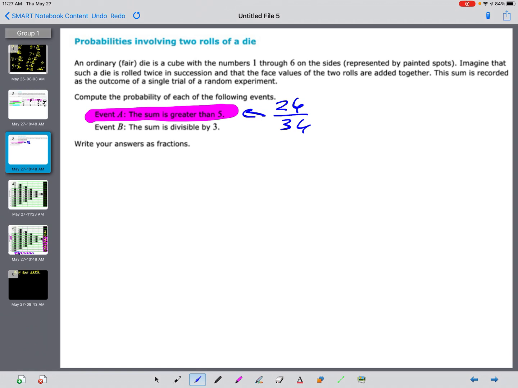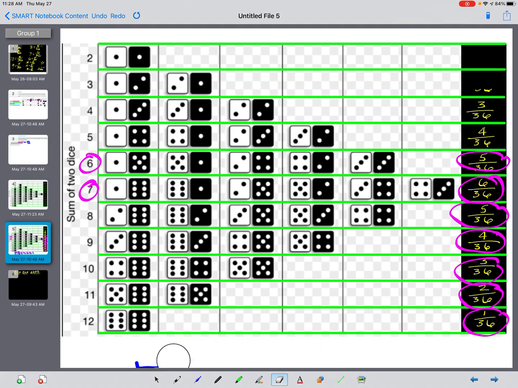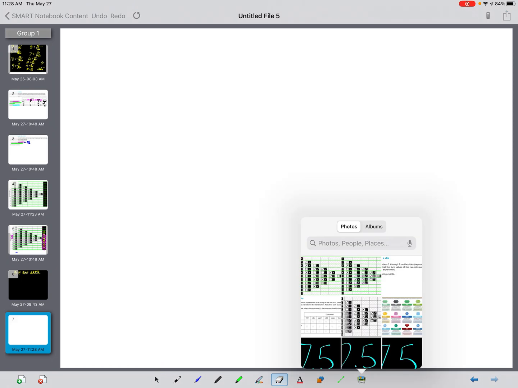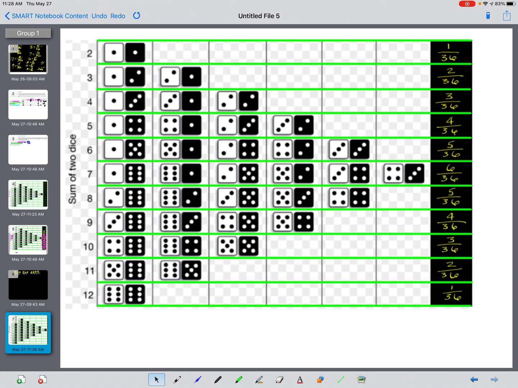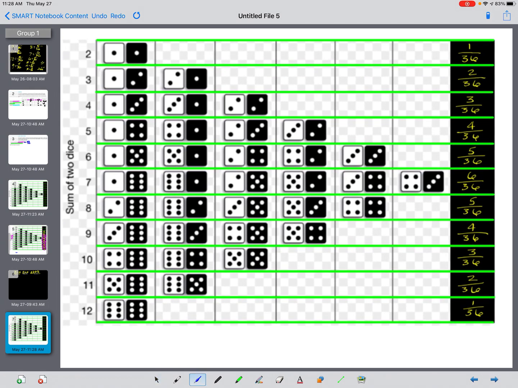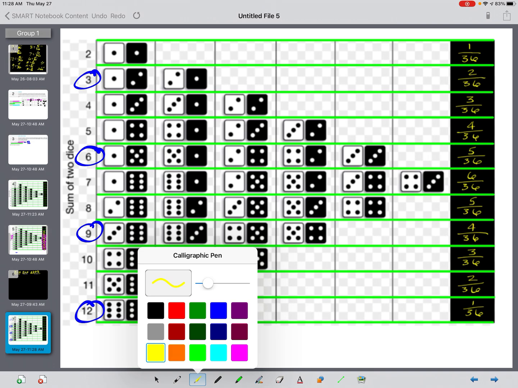Event B says, what are the odds that the sum is divisible by 3? So let's go look at all the sums that are divisible by 3. Obviously 3 itself is divisible by 3. So is 6, so is 9, and so is 12. All right, so there's 4 different outcomes, but then we need to also add their odds to really answer this.